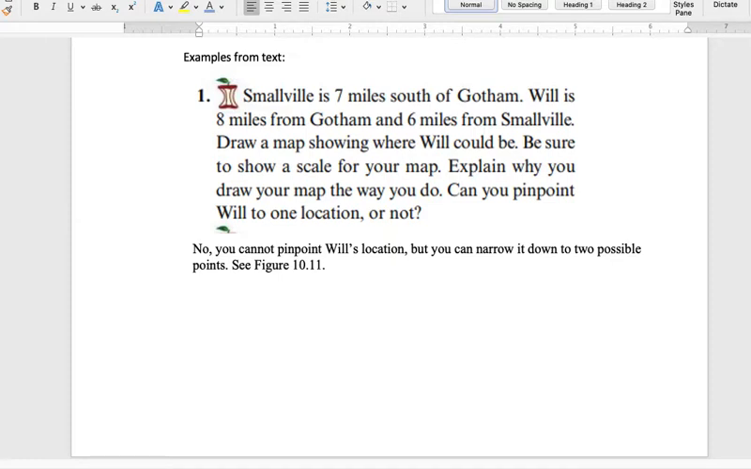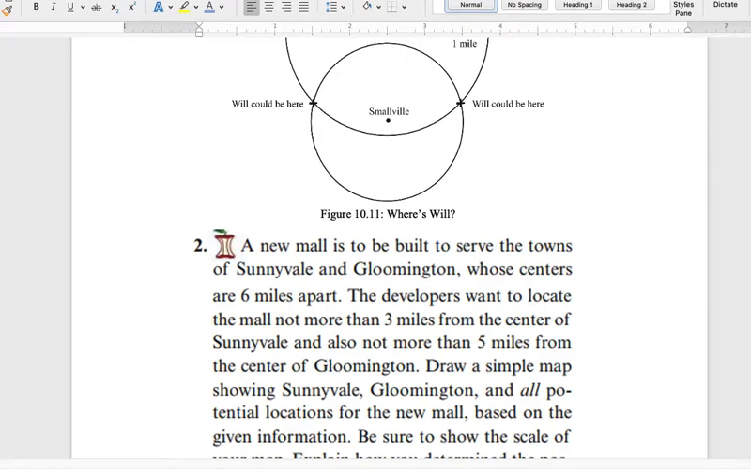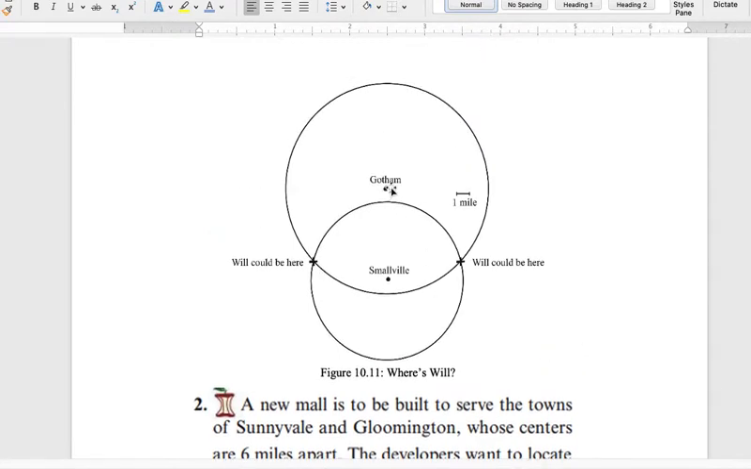Will is 8 miles from Gotham and 6 miles from Smallville. Draw a map that can show where Will could be. So he's 8 miles from Gotham. What you could do is, centered at Gotham with a radius of 8, draw a circle with a radius of 8. So he could be anywhere on that circle and be 8 miles from Gotham.